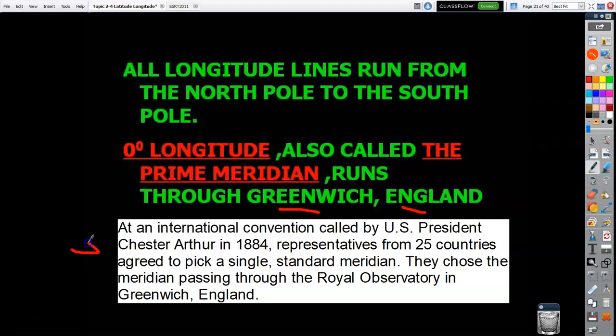So I have this little bit of info down here. At an international convention called together by U.S. President at that time, Chester Arthur, in 1884, representatives from 25 countries agreed to pick a single standard meridian. They chose the meridian passing through the Royal Observatory, which is in Greenwich, England. I forget where it was before that, but that's where it's been since the late 1800s.